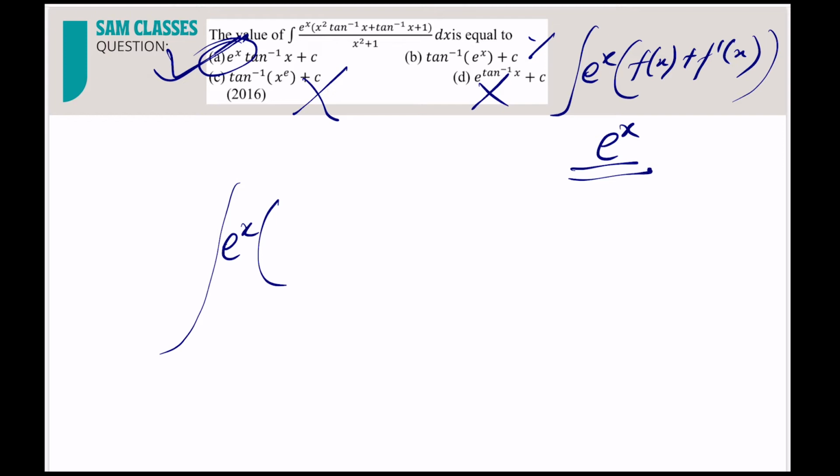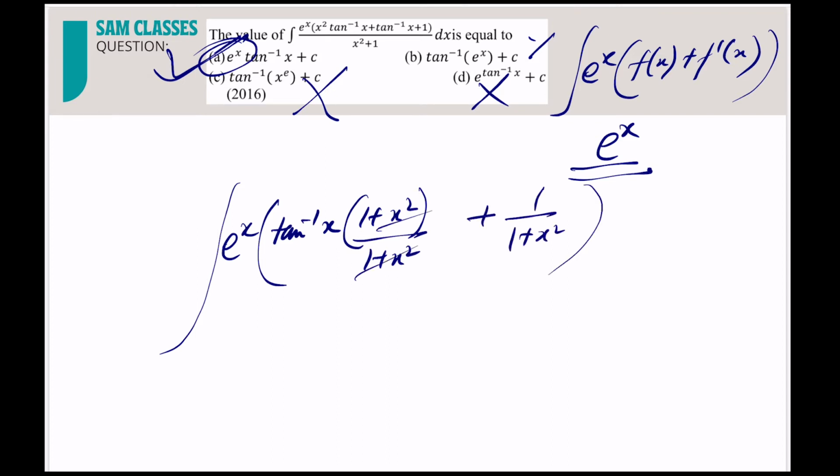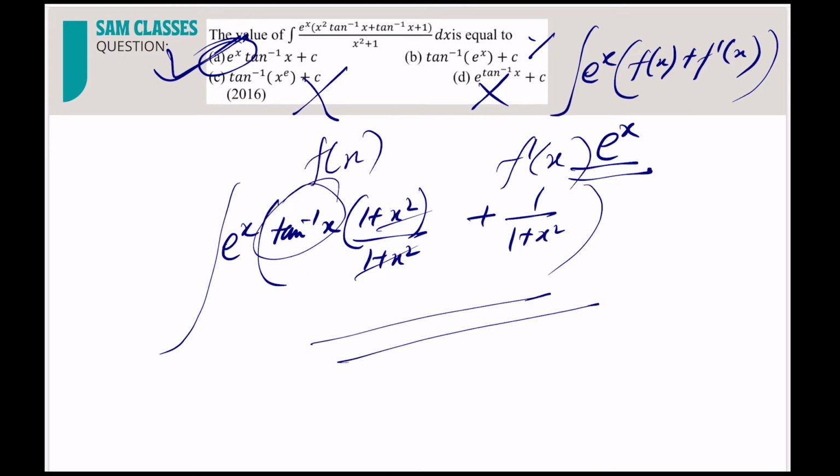So if I take tan square x common, so what I'll get, done. So if I take tan square x common, tan inverse x, sorry, tan square x, I'm telling, 1 plus x square by 1 plus x square plus 1 by 1 plus x square. Done. See, one step here also if you do, so this is my f(x), this is my f dash x, that's it. Clear?